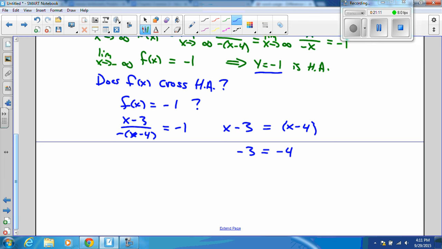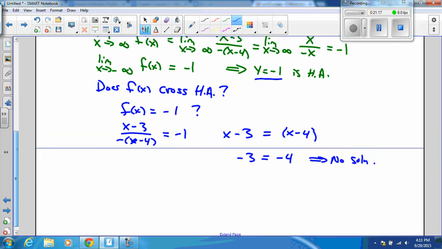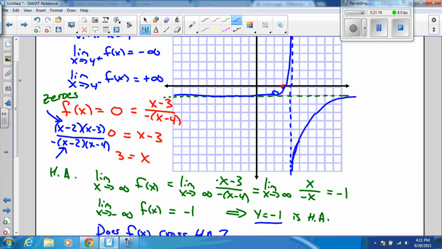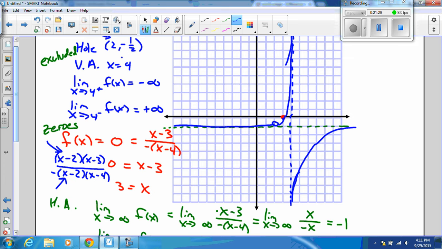-3 equals -4. And if that equation bothers you because you say it is impossible, then you are correct. There are no solutions. And because there are no solutions, there will be no values of x for which f of x equals -1, which means that f of x will never cross its horizontal asymptote.